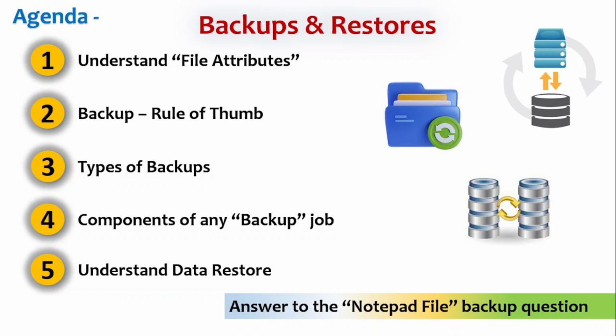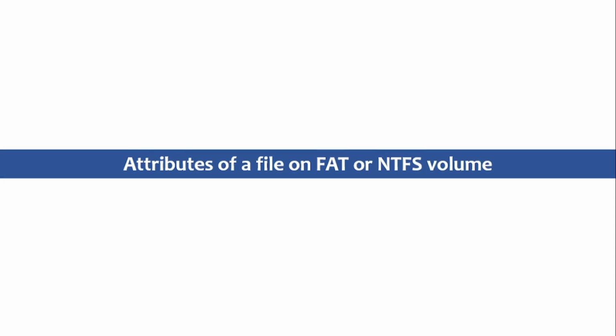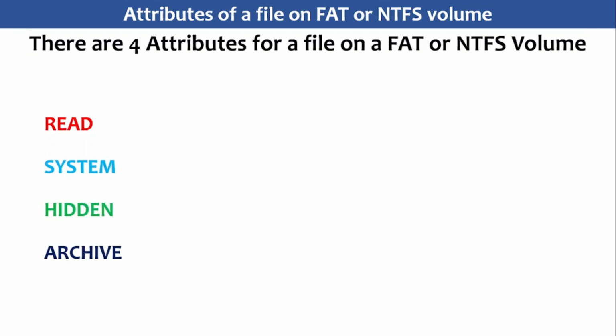So let's get started. Let's understand the attributes of a file on a FAT or an NTFS volume. There are 4 attributes for a file on a FAT or an NTFS volume, namely read, system, hidden, and archive. So any file which is present on a FAT or NTFS volume will have these 4 attributes. A file can be a read-only file, a system file, a hidden file, or an archive file, or a combination of these 4 attributes.